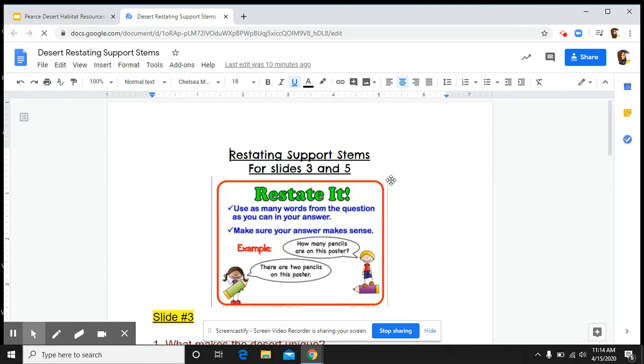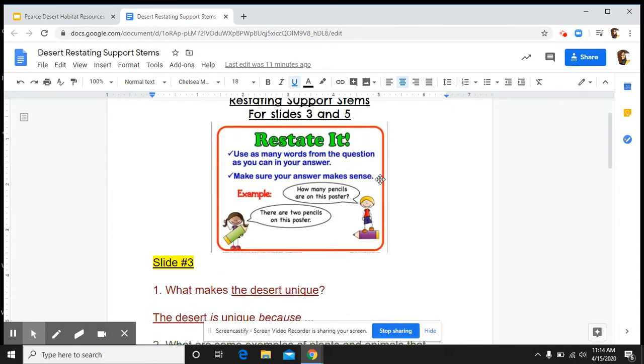Remember that when you restate a question, you use as many words from the question as you can in your answer. Being mindful to think about if the sentence makes sense. And a good tip to do that is to reread it out loud and think about, does that sound right? Is that the way I speak? If I said that to someone, would they understand what I was saying? Those are all good questions to ask yourself when you are thinking if a written answer makes sense.